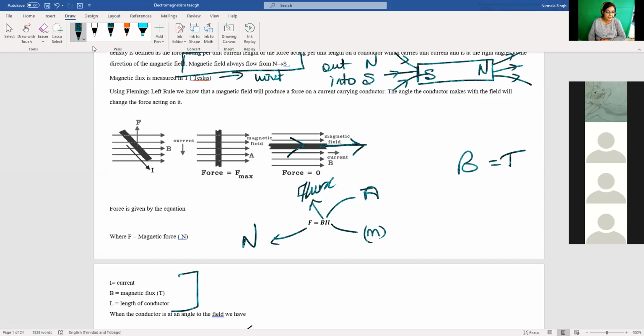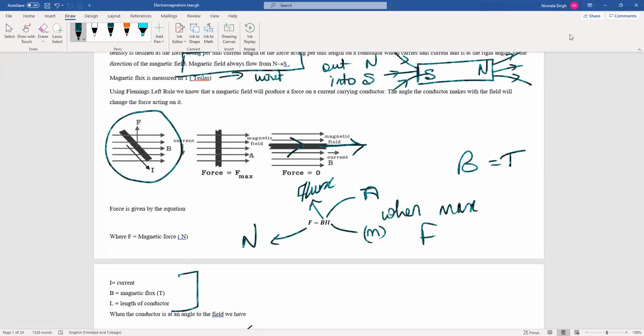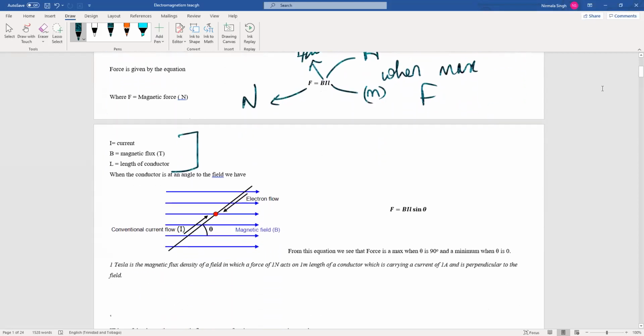This is only when we have a maximum force. At a maximum force, we will have force is equal to BIL. But if you were to consider this, we always must take into consideration an angle. As we saw here, your conductor can lie at an angle to your magnetic field. They don't always exist at right angles to each other. Sometimes they act at angles, so we can take this angle into consideration.